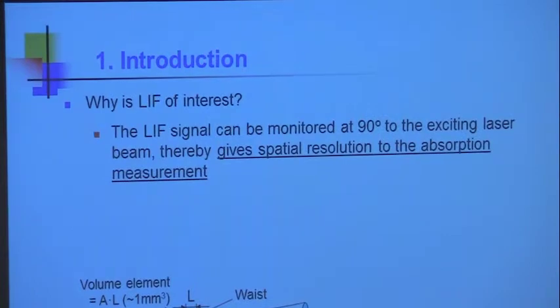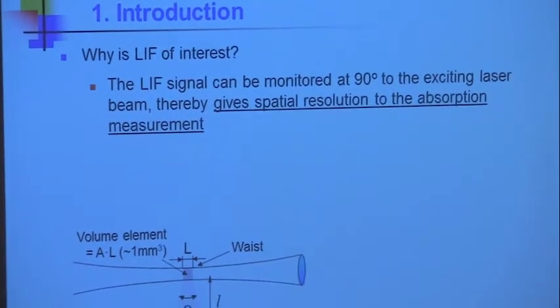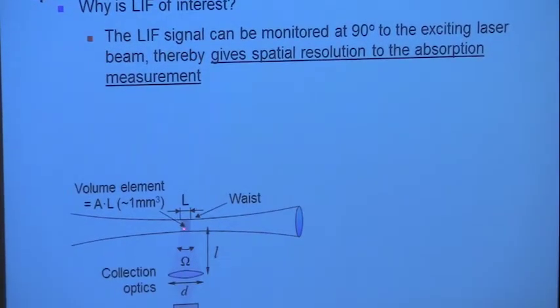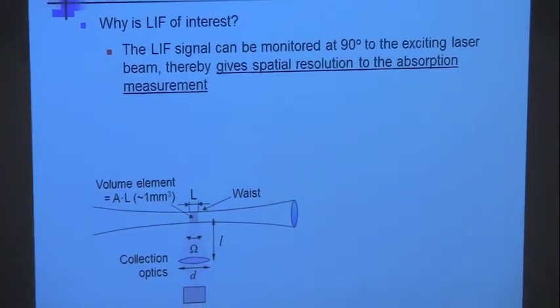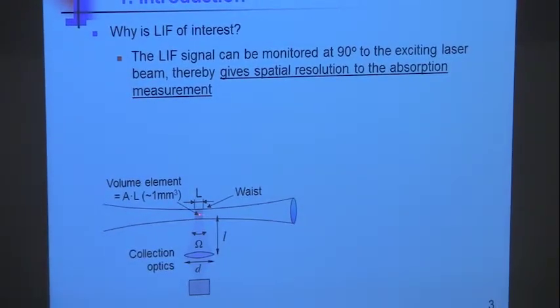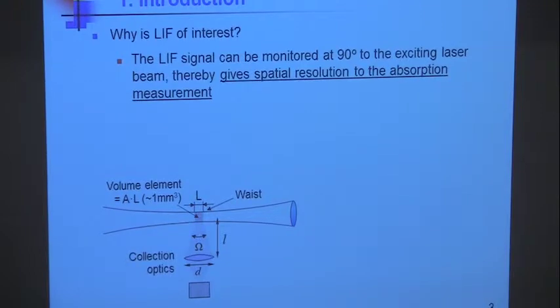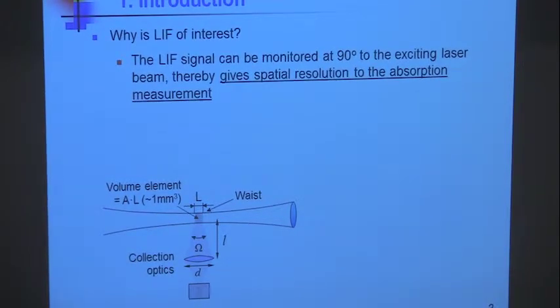So why do we care? We care because it's the way to get spatial resolution. Typically, not always, the observation is made perpendicular to the illuminating beam. So the light beam comes in. It's usually focused. It's not focused to a point. Light can really only be focused to a waist. But it's focused so that the diameter of this beam here might be rather small.